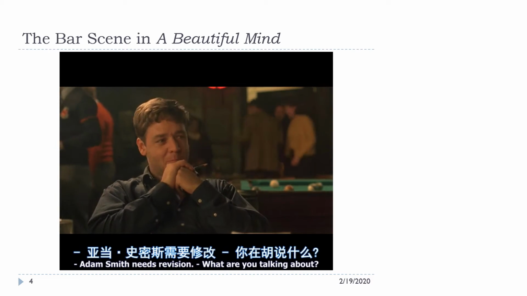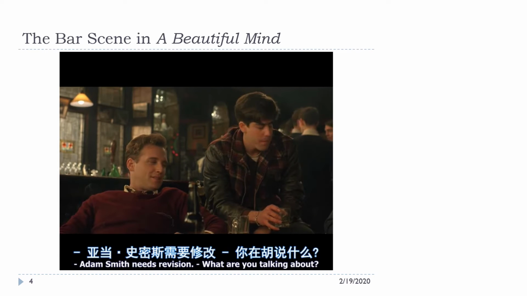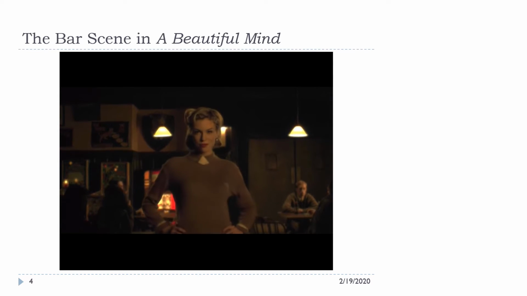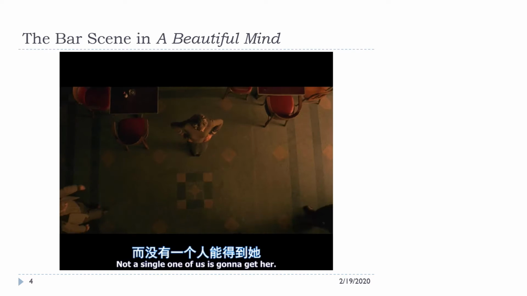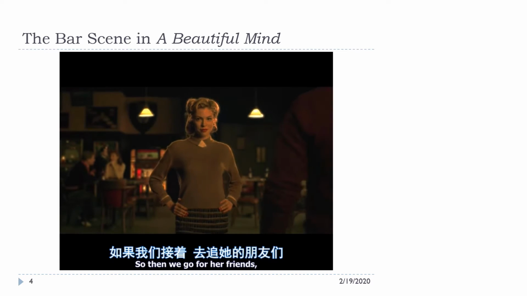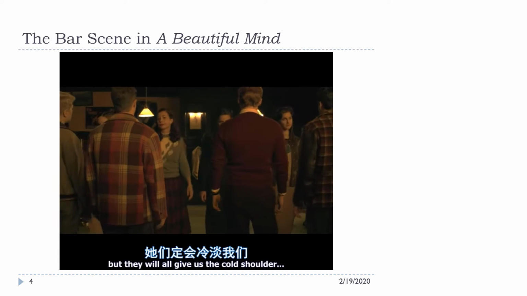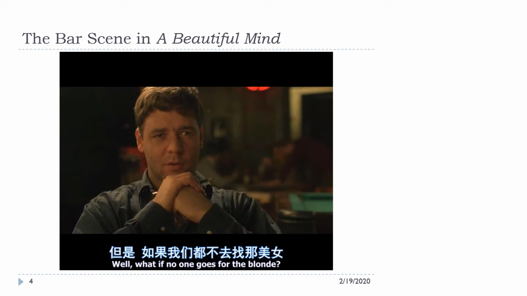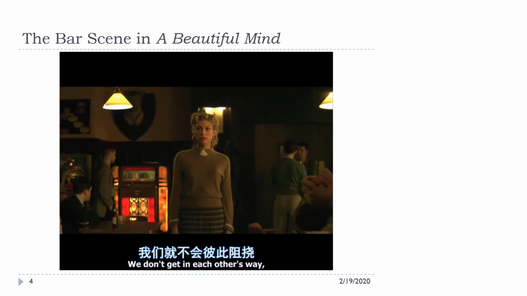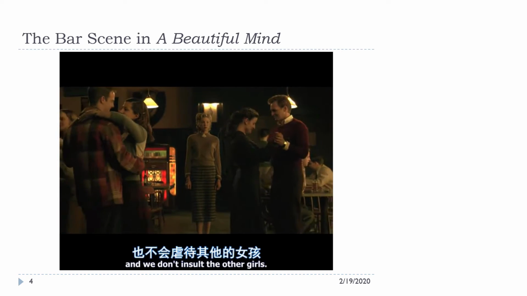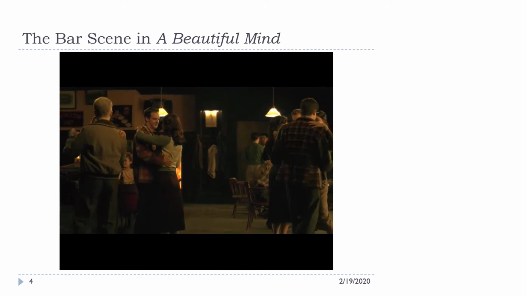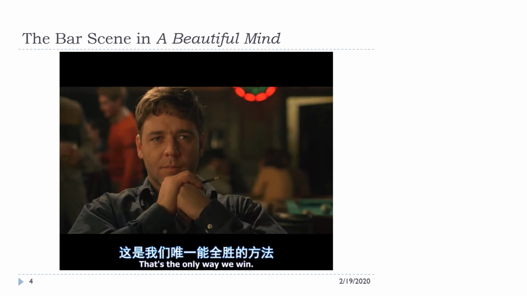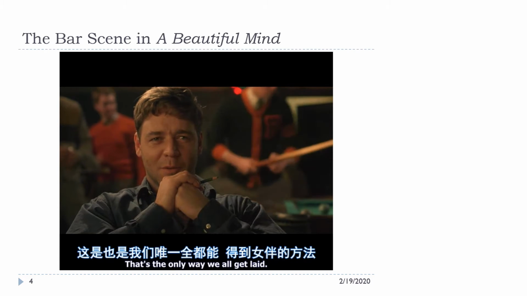Adam Smith needs revision. What are you talking about? If we all go for the blonde, we block each other. Not a single one of us is going to get her. So then we go for her friends. But they will all give us the cold shoulder because nobody likes to be second choice. But what if no one goes for the blonde? We don't get in each other's way, and we don't insult the other girls. And it's the only way we win.